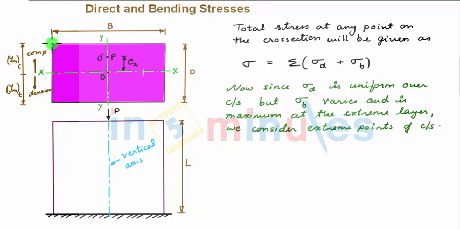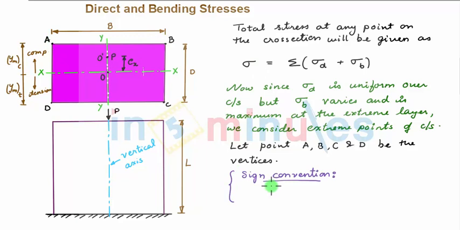So let point A, point B, point C and point D be the four vertices. We'll try to calculate the value of total stress sigma at these 4 points. Our sign convention is compressive stresses are taken as positive and tensile stresses are taken as negative.